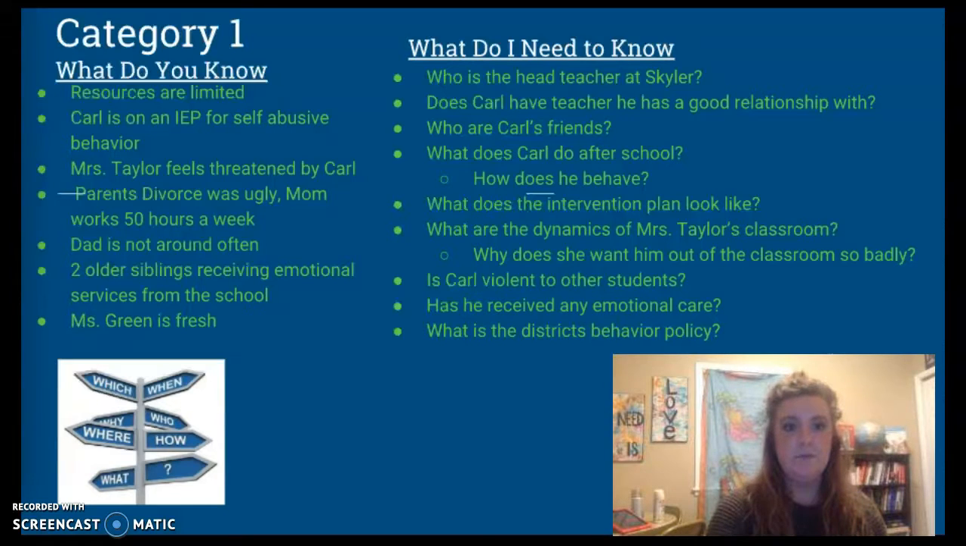What do I need to know? First, I need to know who the head teacher is at Schuyler and what do they know about Carl? What relationship do they have with him? I need to know which teachers have had Carl in the building and if any of them especially have a good relationship with him, and specifically if there is a male teacher in the building who has had a good relationship with him and can serve as a mentor for him.